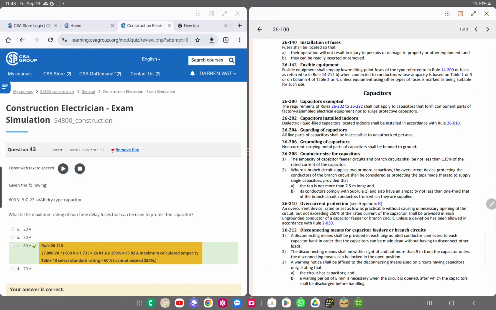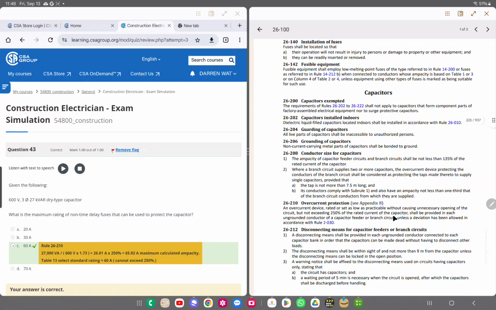All right, so we've reached 26, and we're looking at capacitors. In the question, they're talking about maximum ratings of non-time delay fuses. When we're talking about time delay, non-time delay, circuit breakers, all of this falls under overcurrent protection. So section 26, Rule 26-210, overcurrent protection: an overcurrent device rated or set as low as practical without causing unnecessary opening of the circuit, but not exceeding 250% of the rated current of the capacitor.